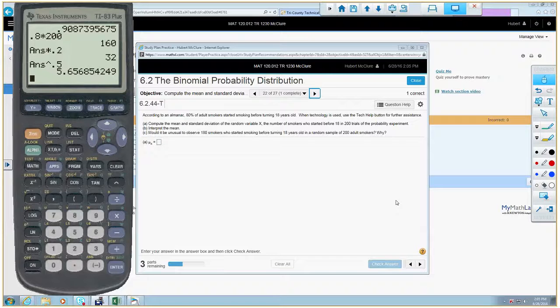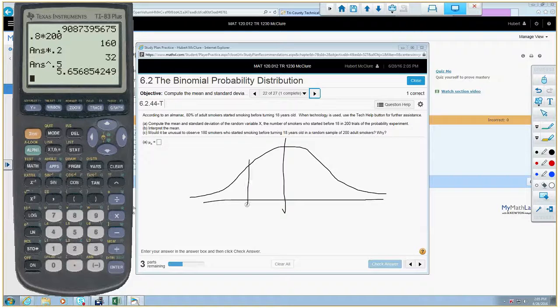Now they ask, what could they ask you, a B question in C? I don't know what it asked, but anyway, what have I always told y'all to do with the mean and the standard deviation? Draw a picture. Remember me telling y'all that? That's what you're going to end up doing here.